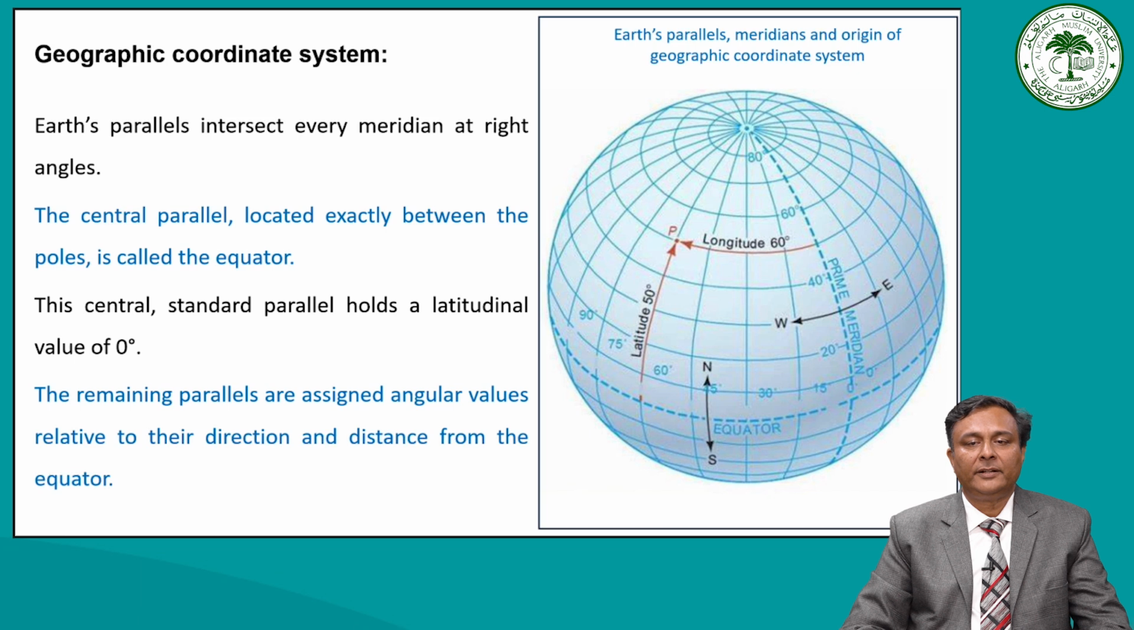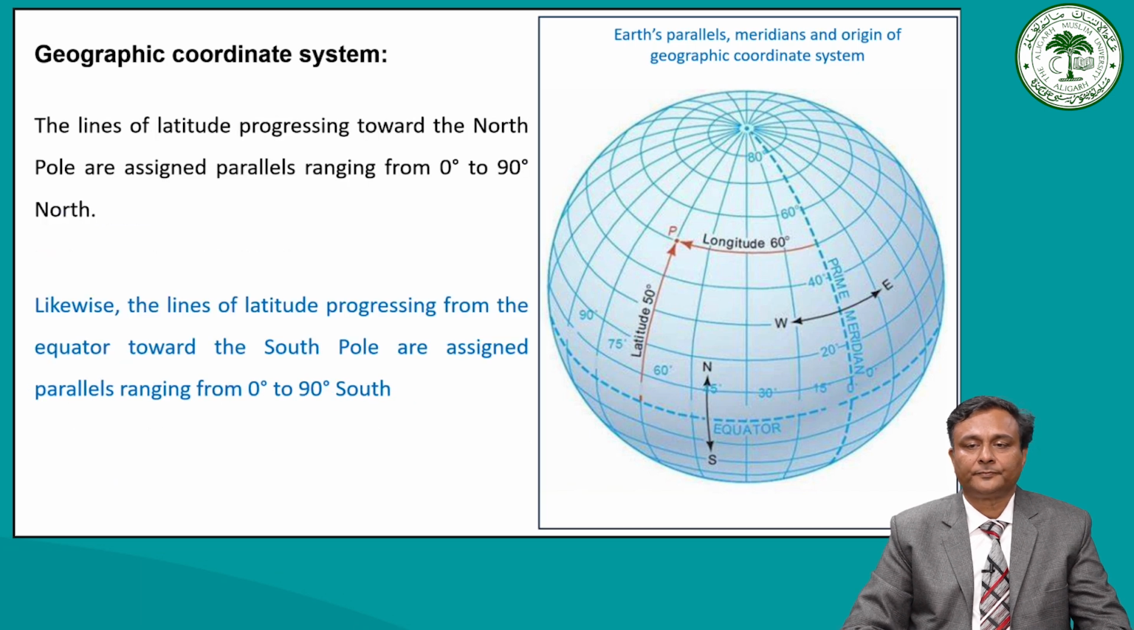So 90 degree north latitude would represent the North Pole, and as we move towards the south, away from the 0 degree latitude, that would represent the southern hemisphere. So the equator lies in between, it separates the northern hemisphere and southern hemisphere, and it is represented as 0 degree latitude, or equator.